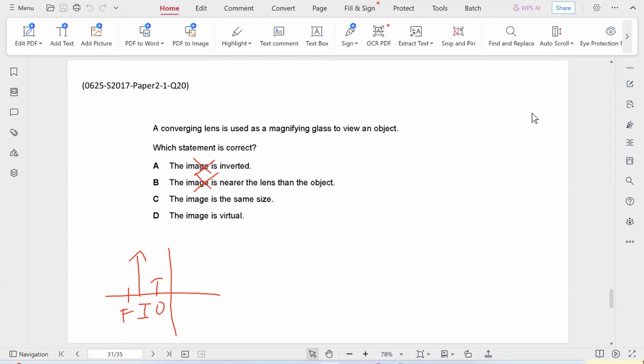The image is of the same size. No, it's larger. The image is virtual. This is correct. So the correct choice here is choice D. The image is virtual.